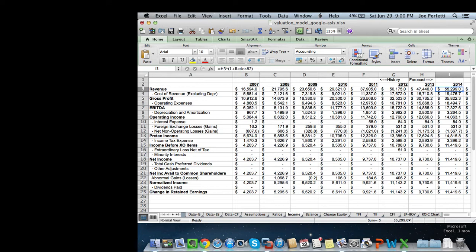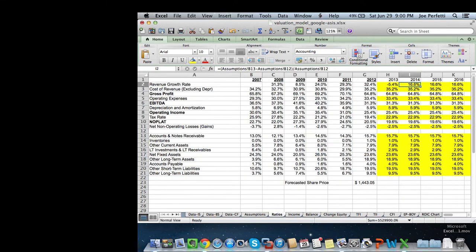All right, so I basically put in the next 2 years. By the way, in my ratios, we're now at a $1,400 share price. So we're getting a little closer. It's not growing 30% anymore. All right. So when we forecast, there's three critical things to forecast.